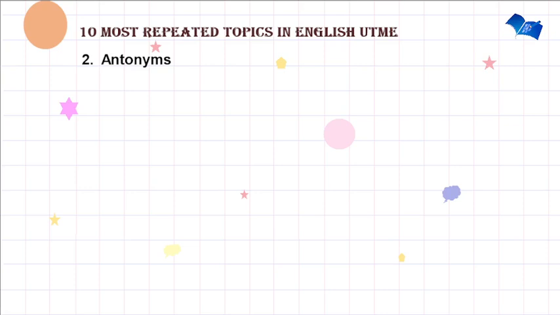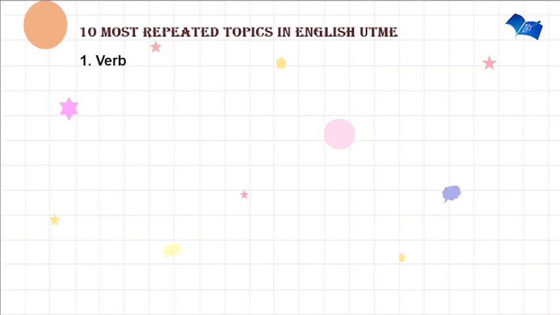Number 2 on the list is antonyms, which is opposite in meaning. So when you know words and their opposites in meaning, it will help you a lot in this section. But first, associate opposite in meaning with antonyms so that you will not make mistakes in your English UTME.